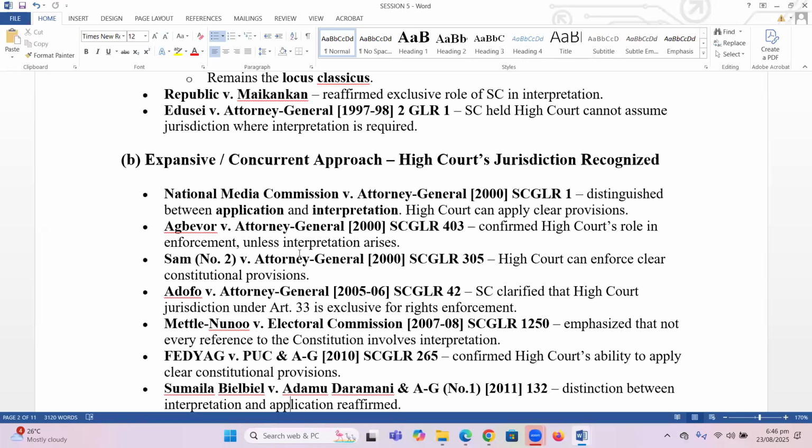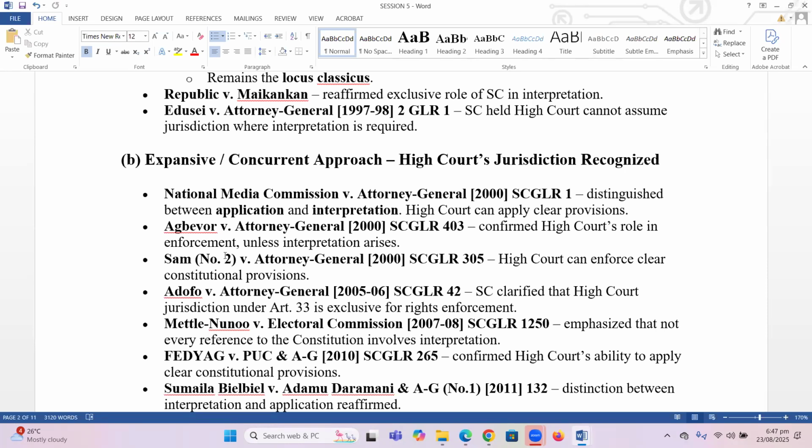So he was also trying to say that the enforcement jurisdiction may run independently from the interpretive jurisdiction. But we will notice, I've provided a couple of cases, Abevo against the Attorney General, which also give blessing to the fact that the High Court could do enforcement where there's no interpretation issue. Number two, the same thing, Adolfo against Attorney General, Betonino against the Electoral Commission.